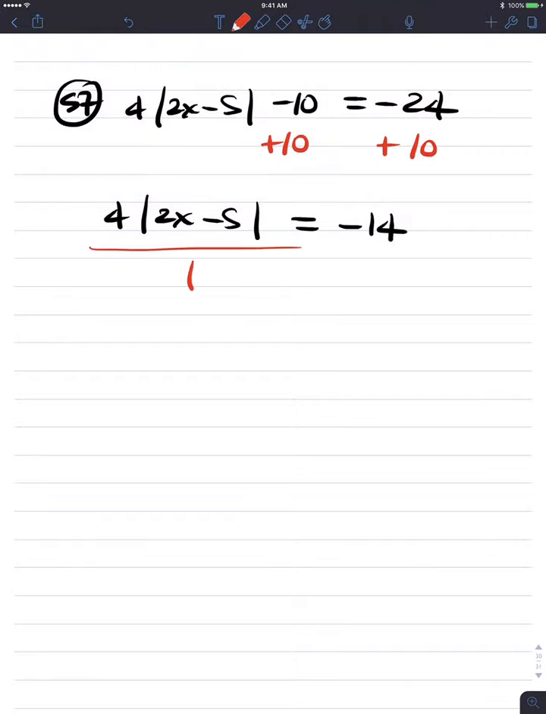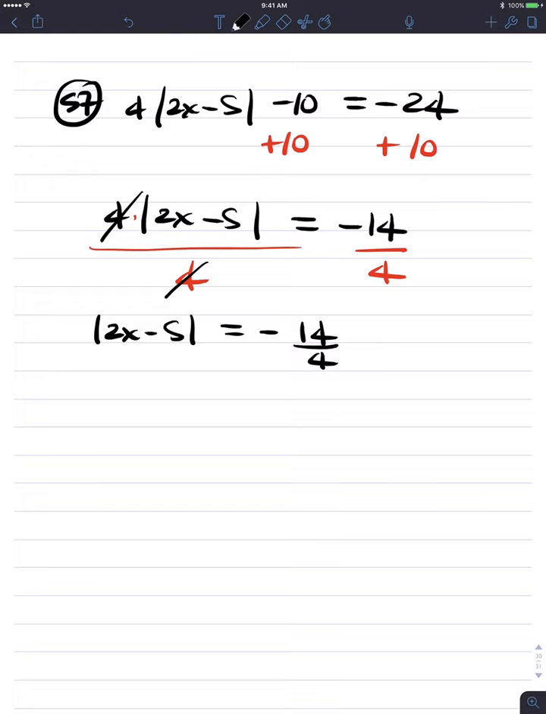This 4 is multiplied to my absolute value, so I'm going to have to divide both sides by 4. We get cancellation here. The absolute value of 2x minus 5 then becomes negative 14/4. Now 14/4 can be reduced. If we write this as the product of its prime factors, it's 7 times 2 over 2 times 2, where our 2's cancel. We're going to have the following.